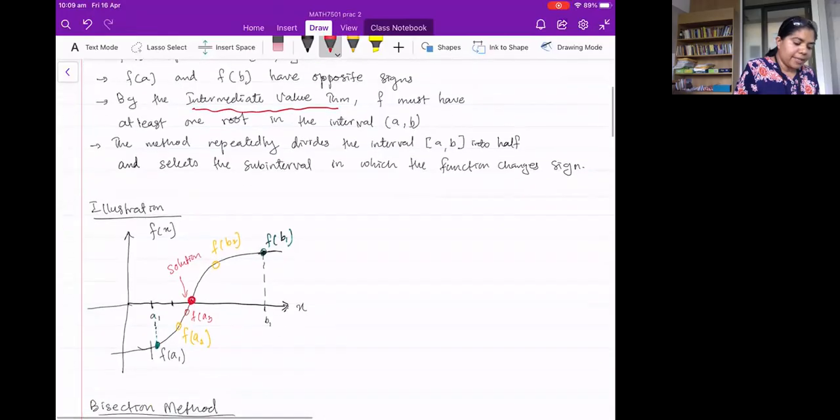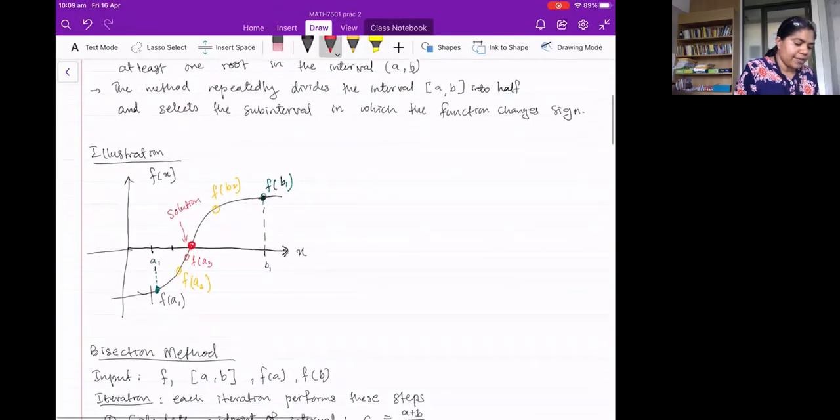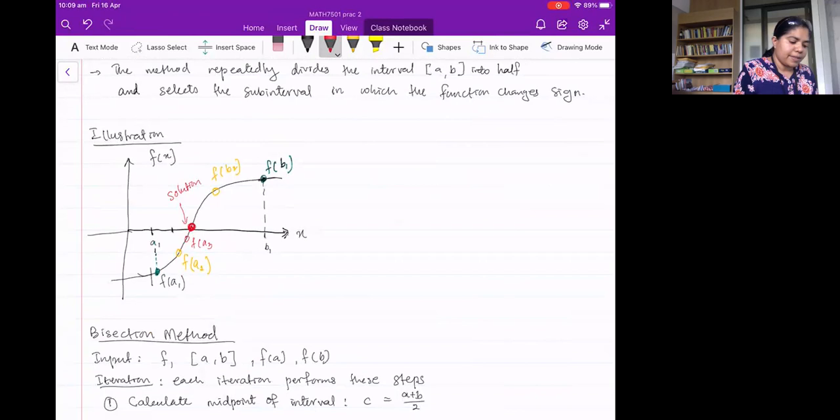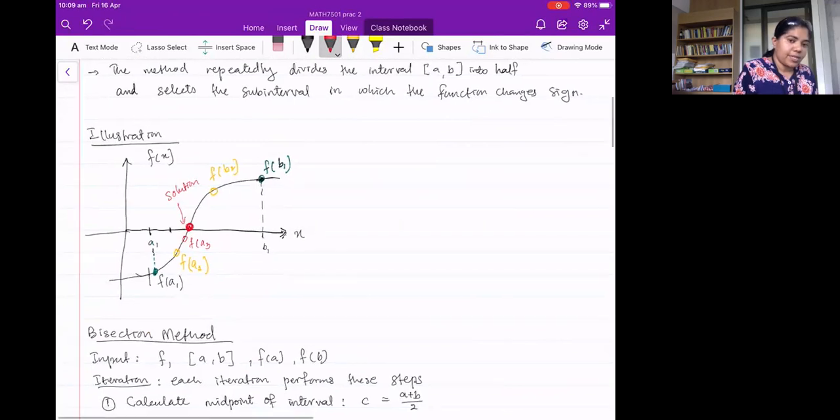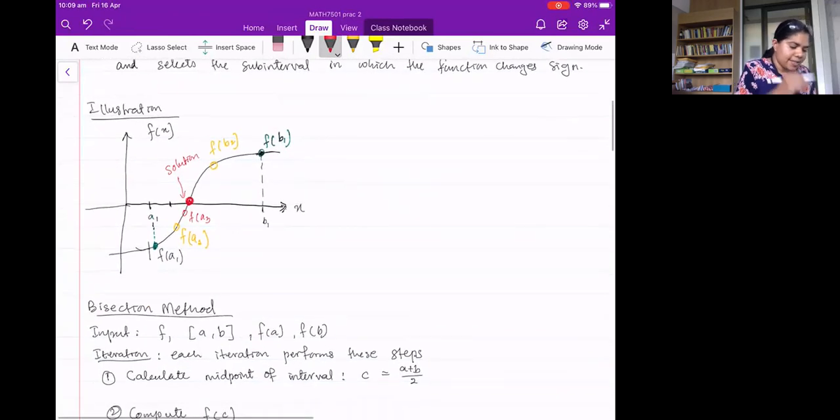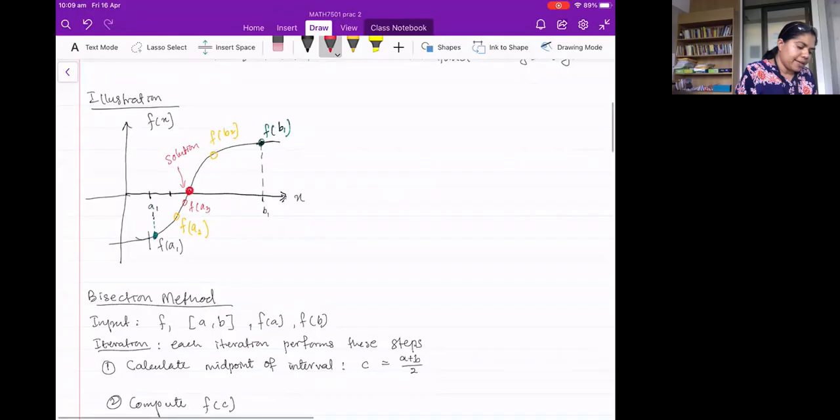The method repeatedly divides the interval into half and selects the subinterval in which the function changes sign. This is an illustration which I already explained. So what happens is it starts with a1 and b1. That's the interval.